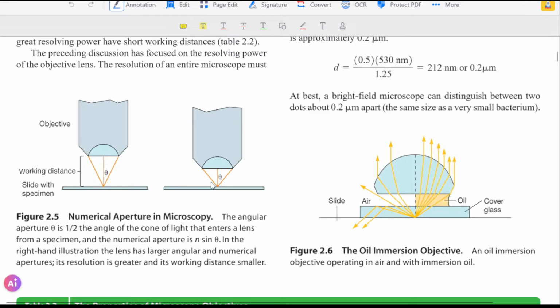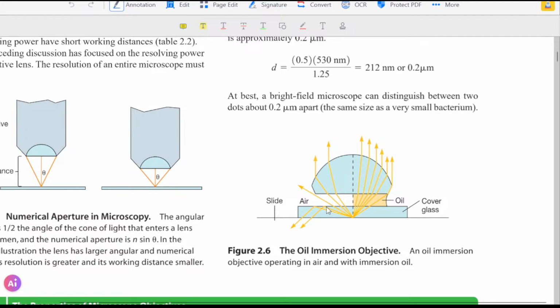So they are talking about this theta. Alright, so that was in that. In the right hand illustration, the lens has a larger angle and numerical aperture. Its resolution is greater, its working distance smaller. Right, they are saying the bigger the angle is, the better the numerical aperture will be, and that means the distance will be smaller. Alright, while here it is the oil immersion objective, an oil immersion objective operating in the air with immersion oil.